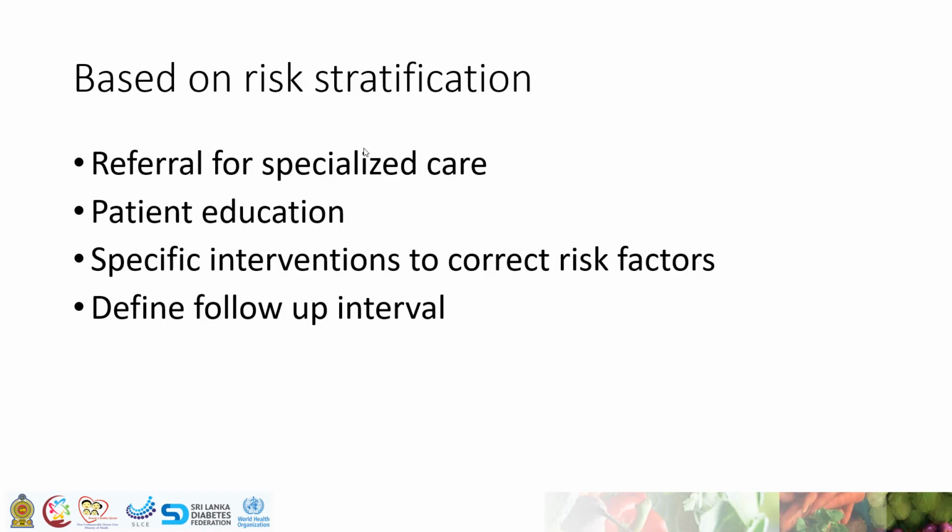We routinely use the risk category of the patient to define need for specialized care, to individualize patient education, apply specific corrective measures, and to decide on frequency of follow-up. For example, if you detect a high-risk patient in a peripheral center, it is advisable to refer him or her to a specialized center. Similarly, education we provide for all the patients will be modified according to the risk of the patient.